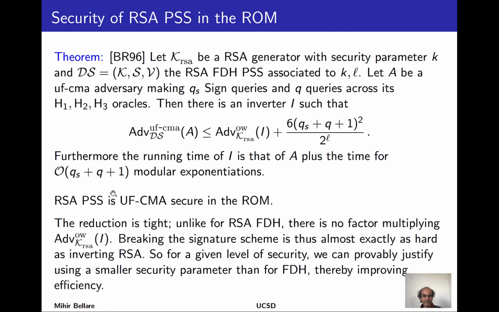So we conclude not only that RSA PSS is UF-CMA secure in the random oracle model, but with a reduction that we call tight. The lack of this multiplying factor means that the security of the signature scheme and the generator are pretty much the same. And so if you know that you can pick an RSA modulus of a certain size and ensure by studying factoring that it has a certain difficulty to factor, then breaking the signature scheme will require exactly that effort. You can use the same modulus size. And so you have kind of an optimal efficiency.